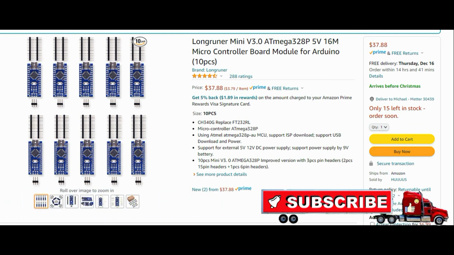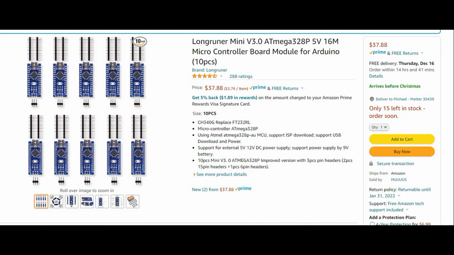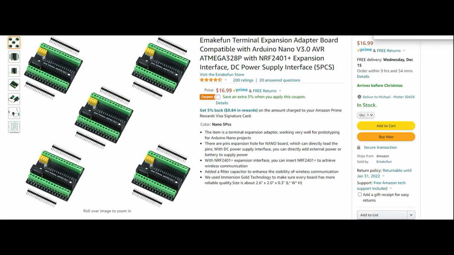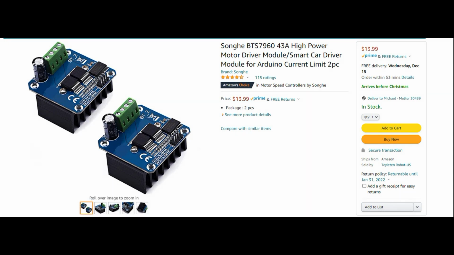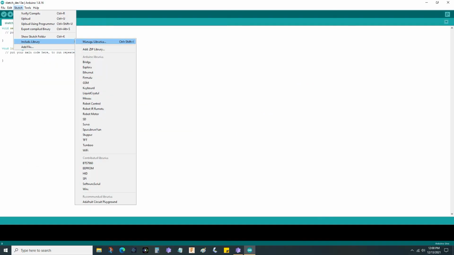Okay, first I'll go over what I use for parts. I use the Arduino Nano. I bought a 10-pack, so they come out to, what, $3.78 a piece. I bought a 5-pack of expansion boards. Comes out to $3.40 a piece. I bought two of these motor drivers, which comes out to $7 a piece. So for what I actually used, it cost me $14.18.